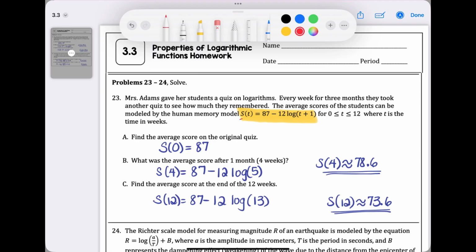So we are given a function, which means we're going to use it. The t is in the unit of a week. So this story is talking about a score, the average score.